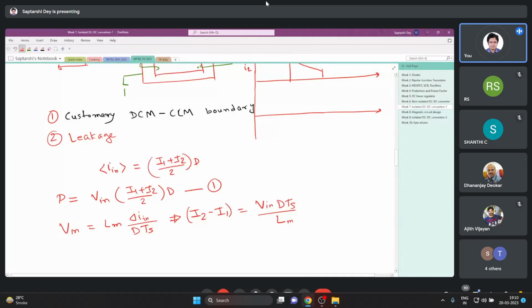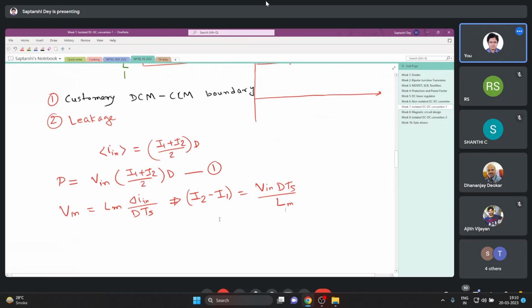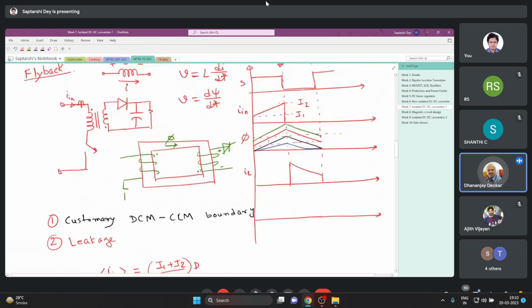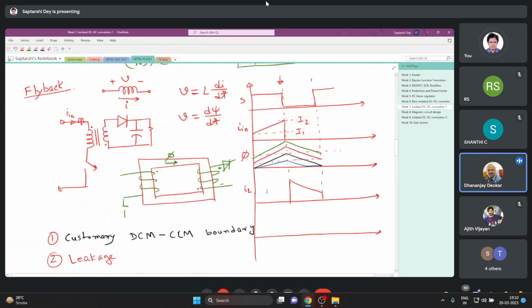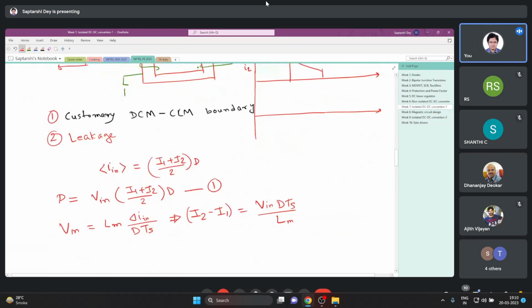Okay. Now, the next thing that comes is delta I. Sir, you have taken I1 as the initial value. From here the current is rising, isn't it? Yes. Delta I is equal to I2 minus I1. Okay, and that is it. So we have two relations, I1 plus I2 and I2 minus I1.